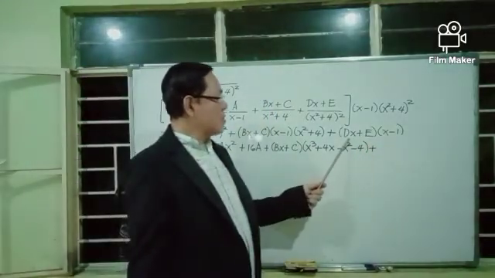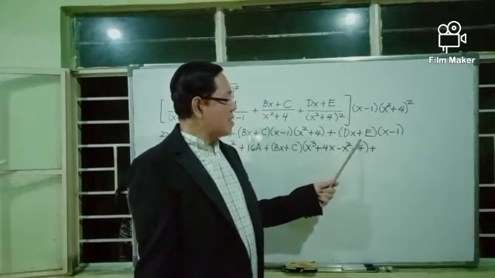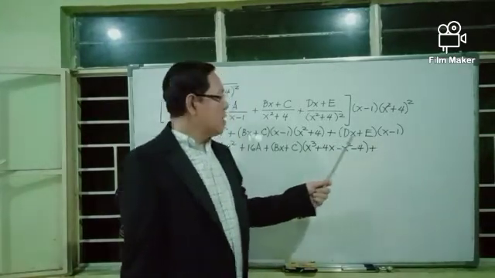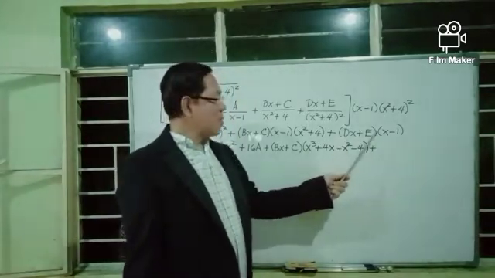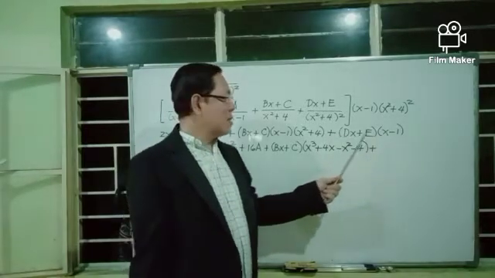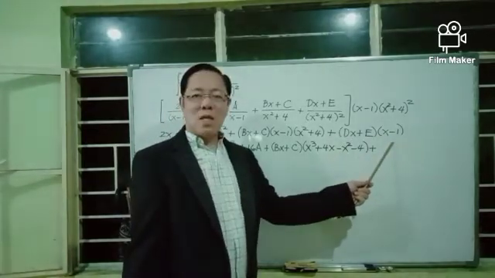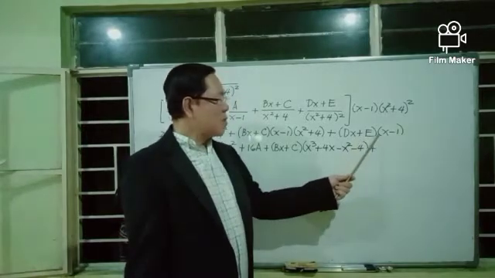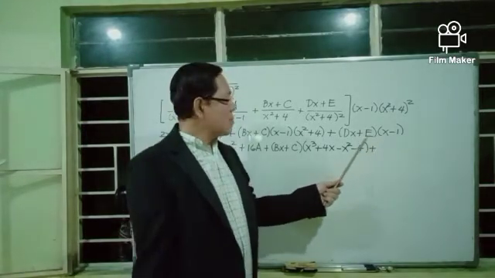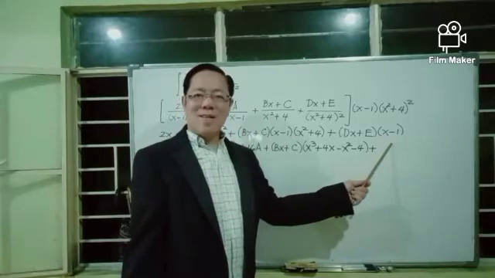And the last term, we multiply Dx plus E by x minus 1. Distribute Dx. Dx multiplied by x is Dx squared. Dx multiplied by minus 1 is minus Dx. E multiplied by x is Ex. E multiplied by minus 1 is minus E.